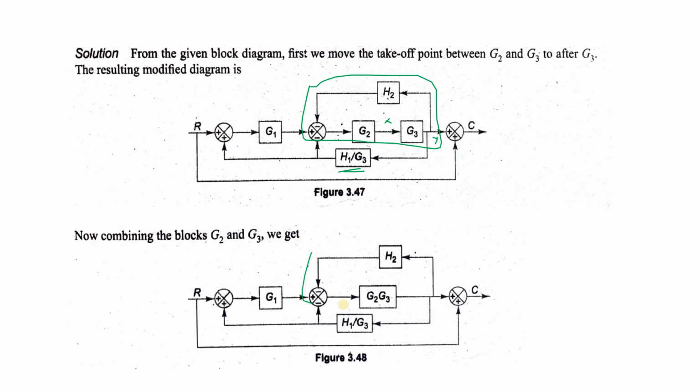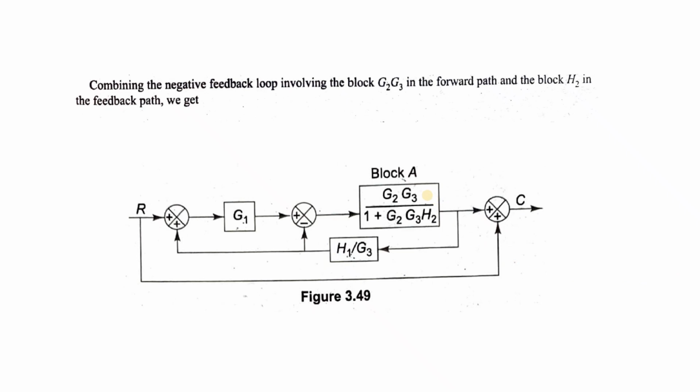So again we multiply G2, G3 as a single block, and this is a closed loop transfer function. So the transfer function will be G2, G3 by 1 plus G2, G3 H2. Okay, so it is G2, G3 by 1 plus G2, G3 H2. Now we have another closed loop like this.